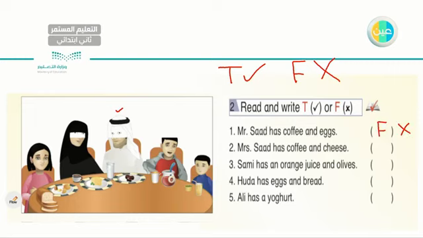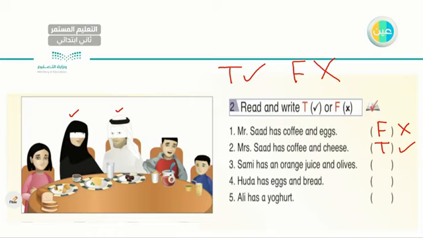Very good. Now let's go to number 2. Mrs. Saad has coffee and cheese. Now let's look at Mrs. Saad. She has coffee and cheese. What do you think? Does she have coffee and cheese? As I can see, yes, she has coffee and cheese. So it is a true statement or a true sentence.